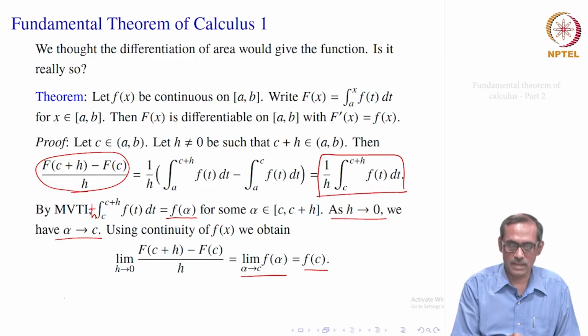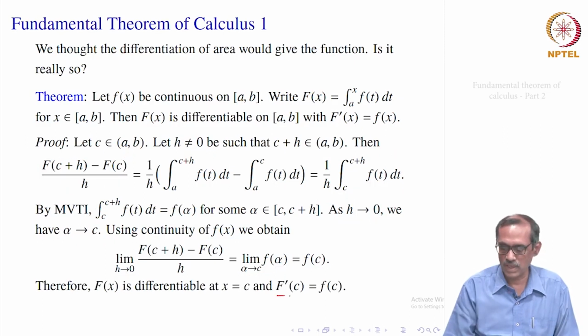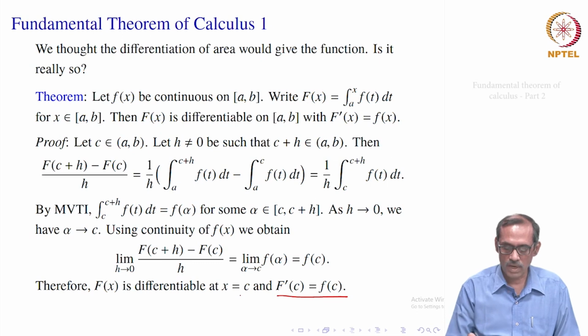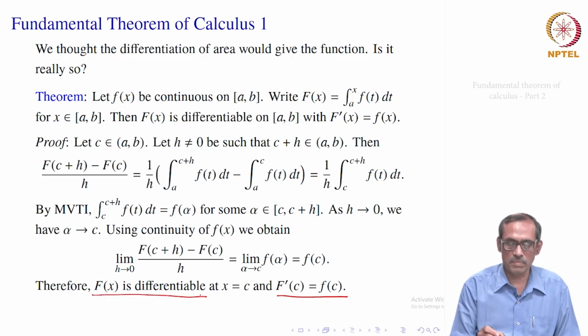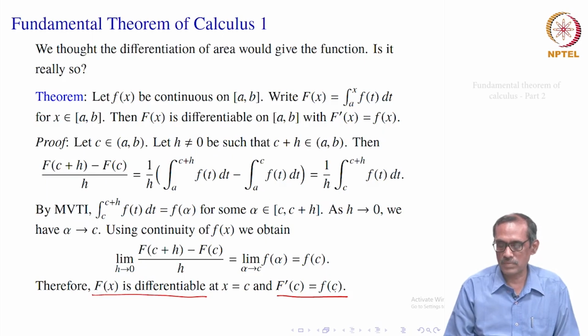So, this is really what we wanted, because the left side is the derivative at c. So, capital F prime at c is equal to f of c, that is what we have obtained. Moreover, at x equal to c, F(x) is also differentiable. So, this means at every interior point of the interval a to b, we see that F prime c is equal to f of c. It remains to decide about the end points a and b.